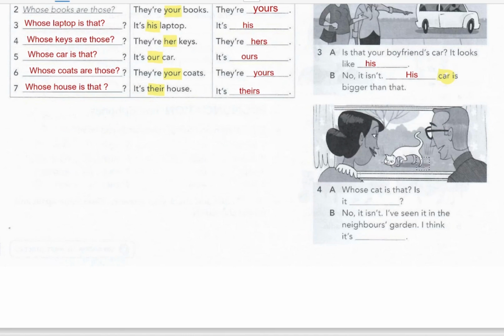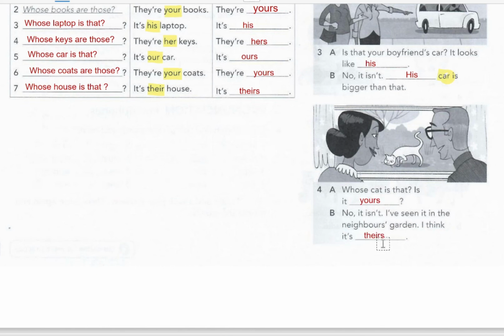And we're moving to the last question, 4. They're discussing this cat. Whose cat is that? Is it...? And then B is saying here, no, it isn't. I've seen it in the neighbors' garden. I think it's... So the woman is asking, whose cat is that? Is it yours? No, it isn't. I've seen it in the neighbors' garden. Neighbors, you see, plural. So I think it's theirs.